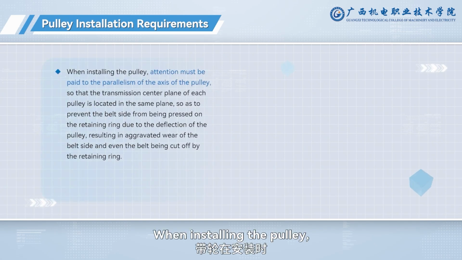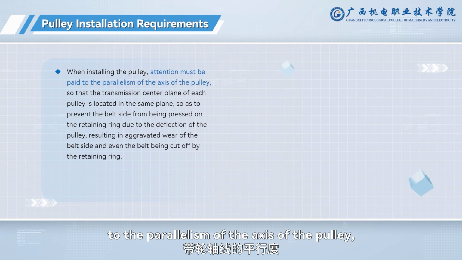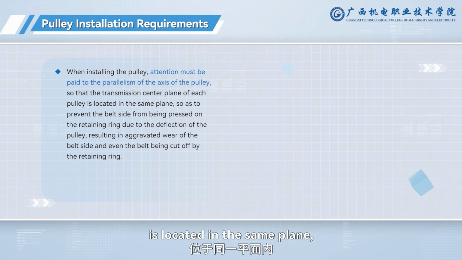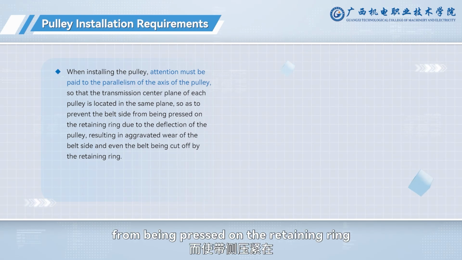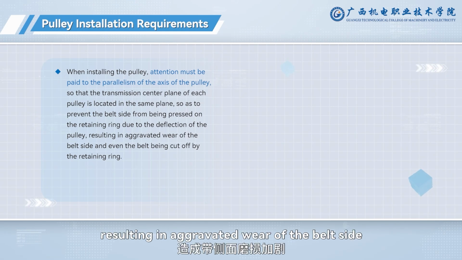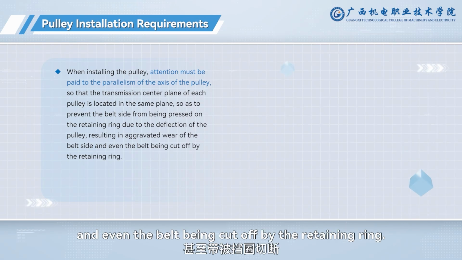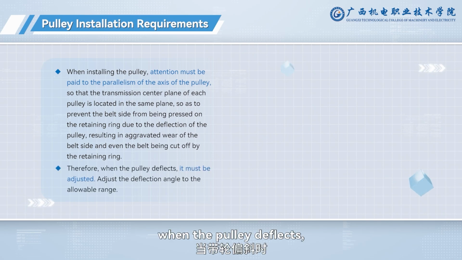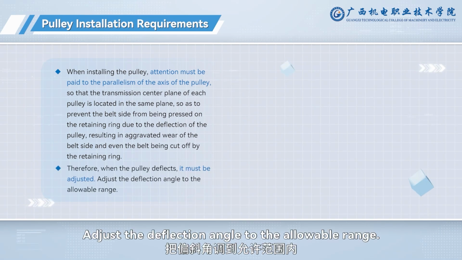When installing the pulley, attention must be paid to the parallelism of the axis of the pulley, so that the transmission center plane of each pulley is located in the same plane, so as to prevent the belt side from being pressed on the retaining ring due to the deflection of the pulley, resulting in aggravated wear of the belt side, and even the belt being cut off by the retaining ring. Therefore, when the pulley deflects, it must be adjusted. Adjust the deflection angle to the allowable range.